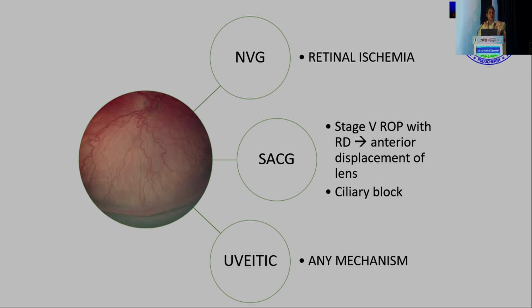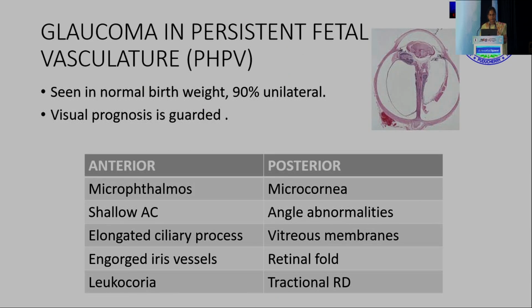NVG is most importantly associated with ROP because of the retinal ischemia. Secondary angle closure glaucoma can also occur due to stage 5 ROP with RD, which pushes the lens anteriorly, and ciliary block, and uveitic glaucoma can also occur.